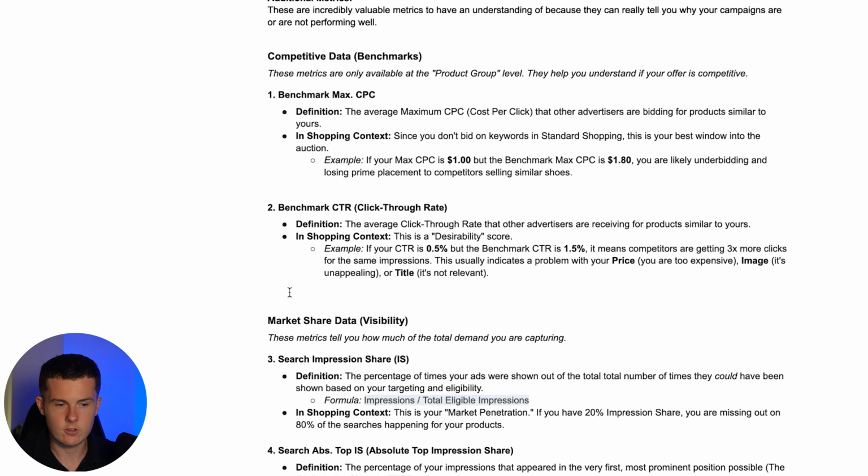Your benchmark click-through rate then, so I have it here as a desirability score. If your CTR is 0.5%, but the benchmark is 1.5%, it means competitors are getting 3 times more clicks for the same impressions. So either you've got a pricing issue and people don't find your offer enticing enough to click through, or it's to do with your image or your product title. So either your product title isn't relevant enough and you're bringing in low quality traffic, or your image isn't enticing enough, or your price, in order to get people to actually click through. So they are your two competitive benchmarks that you need to really dig into at the product group level and make sure that you are optimizing those as much as possible.